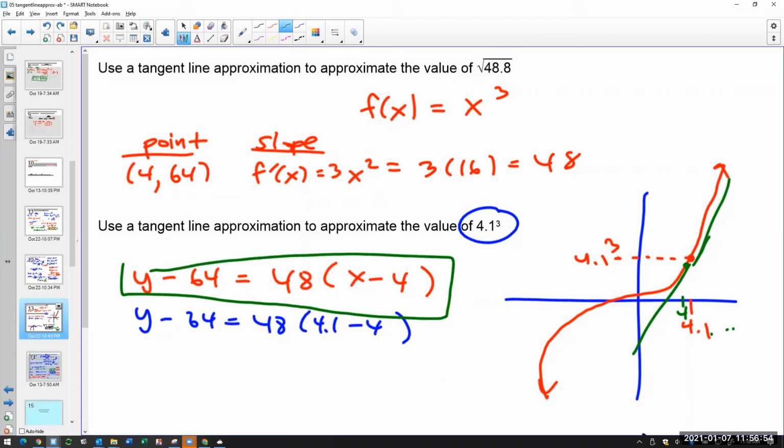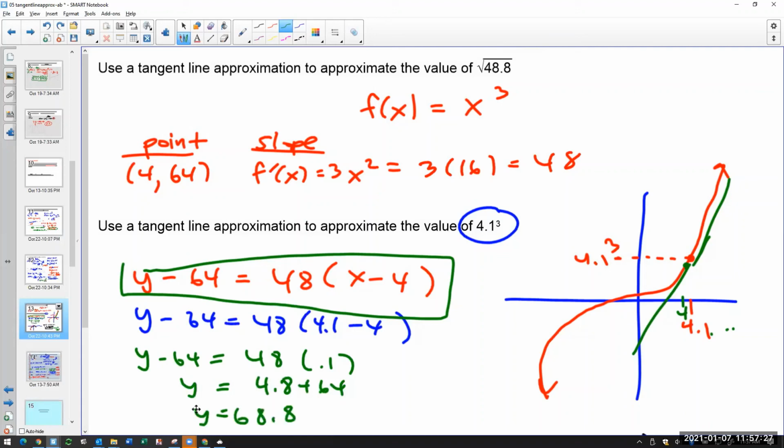This tangent line at 4 is this equation right here. So instead of plugging 4.1 into the red equation, you're going to plug 4.1 into the green equation, which is a lot easier to do. It's an approximation. You'll be off a little bit, but it won't be enough to break up with your girlfriend. So then this is going to be 4.8 plus 64. Wow, that's a big number. Are you getting 68.8?